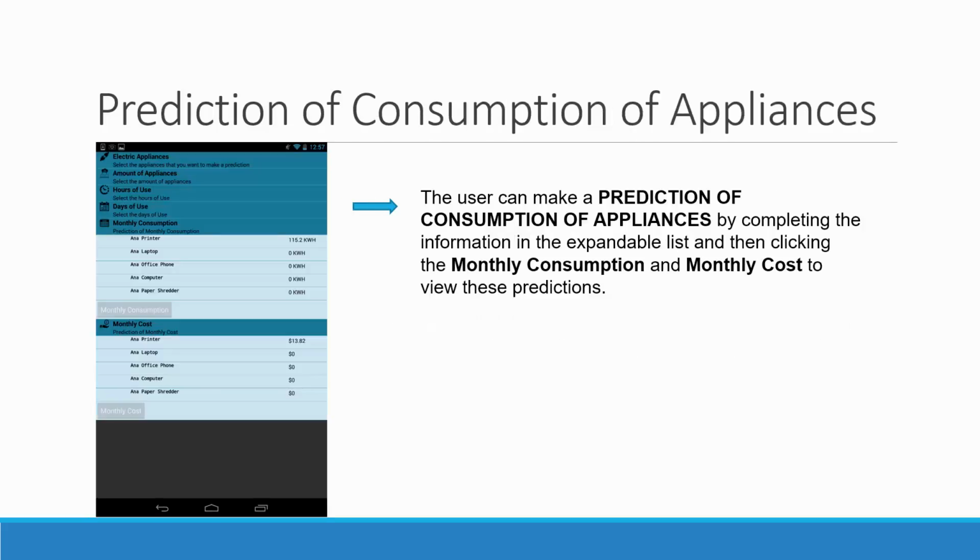Prediction of consumption of appliances. The user can make a prediction of consumption of appliances by completing the information in the expandable list and then clicking the monthly consumption and monthly cost to view these predictions.